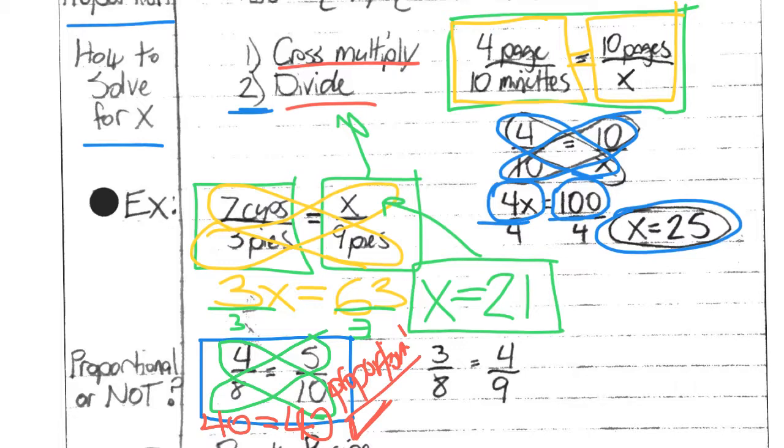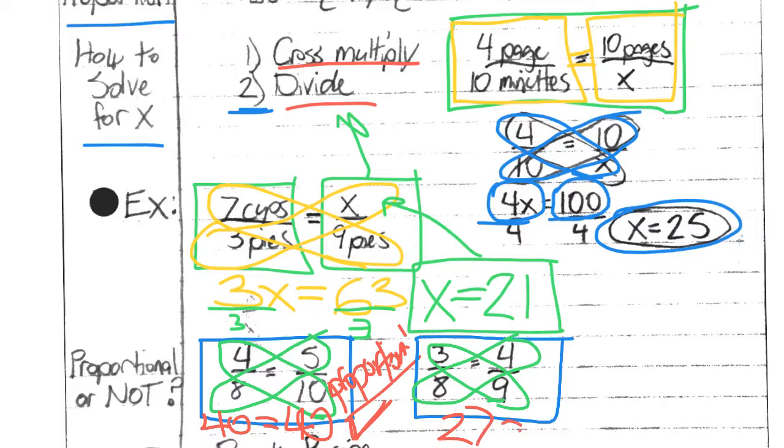Now the next one over here is 3 over 8 equals 4 over 9. We're going to do the same thing. So I'm going to circle my 3 and my 9 together, my 8 and my 4. 3 times 9: 9, 18, 27. So I get 27 on one side.